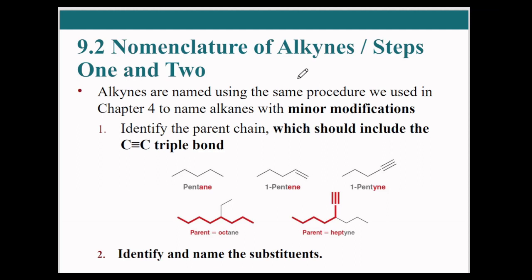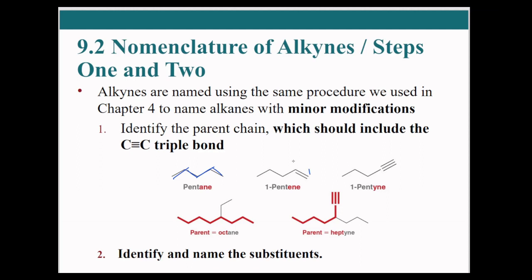Alright, and so just like we did with alkenes, we can use the same method with alkynes with just minor modifications to make it applicable to alkynes. So first we identify the parent chain, which should include the carbon-carbon triple bond. So for example, just like we did pentane before, where we have 5 carbons and just alkane functionality, no alkenes, no unsaturation.